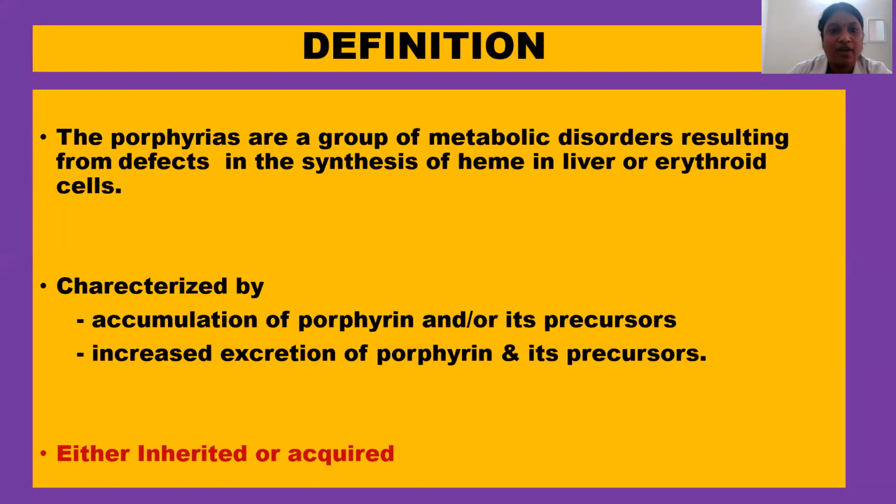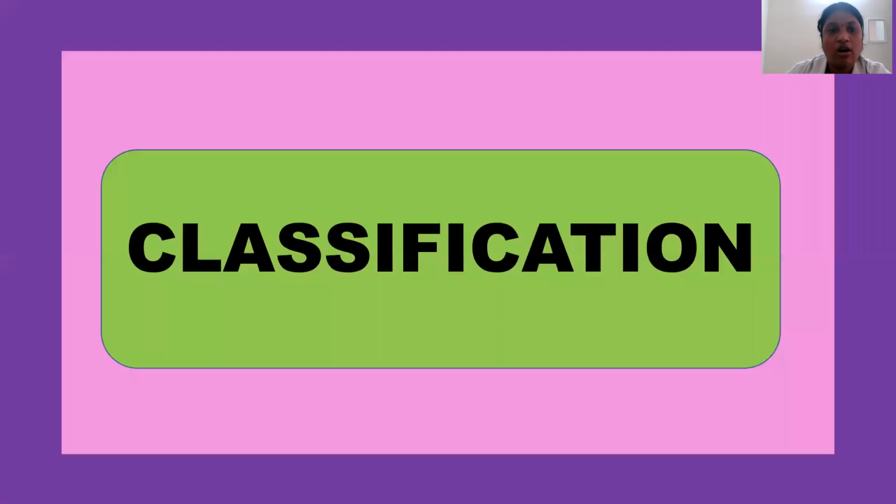So what is porphyria? Porphyrias are a group of metabolic disorders resulting from defects in synthesis of heme in liver or erythroid cells. It is characterized by accumulation of porphyrin and or its precursors and increased excretion of porphyrin and its precursors. It can be either inherited or acquired.